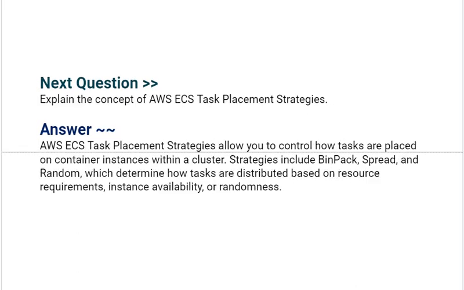Our next interview question is: explain the concept of AWS ECS task placement strategies. Your answer should be: AWS ECS task placement strategies allow you to control how tasks are placed on container instances within a cluster. Strategies include binpack, spread, and random, which determine how tasks are distributed based on resource requirements, instance availability, or randomness.